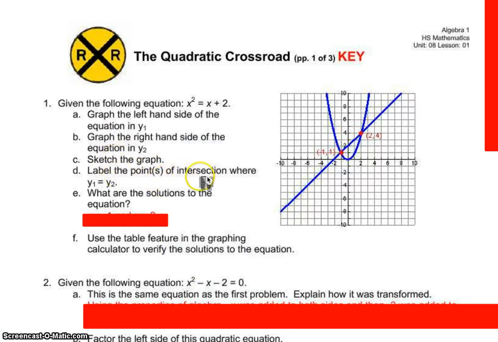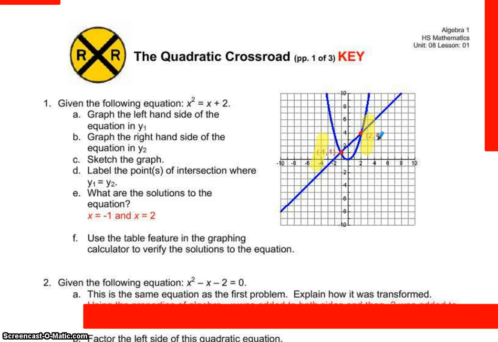Label the points of the intersection where they cross. Okay, we're needing to know these 2 points where they cross. What are the solutions to the equation? x equal -1 and x equal positive 2. Those solutions are coming from the x value where they cross.